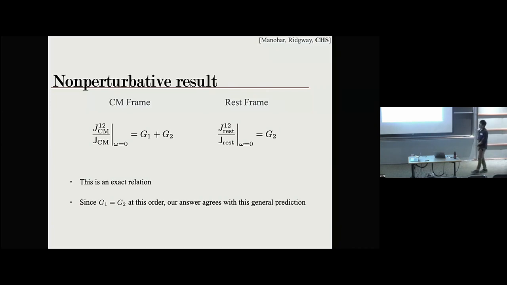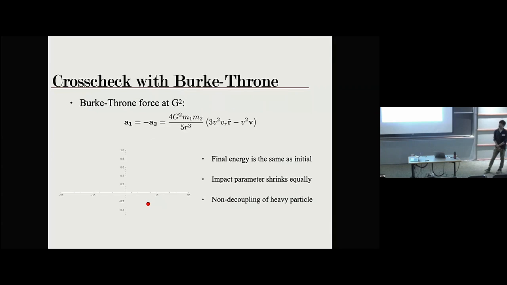A different check is that we can use the known Bergström radiation reaction at G squared. It's given by the following, where we have the accelerations of particles 1 and 2, which are exactly opposite, regardless of the mass ratio. This is really weird. It kind of blew my mind when you first think about this, because in Newtonian physics, F is G m1 m2 over R squared, so the acceleration of the heavy particle should be negligible in the large mass ratio. But this radiation reaction force tells you exactly the opposite: equal and opposite, no matter how large the mass ratio is.